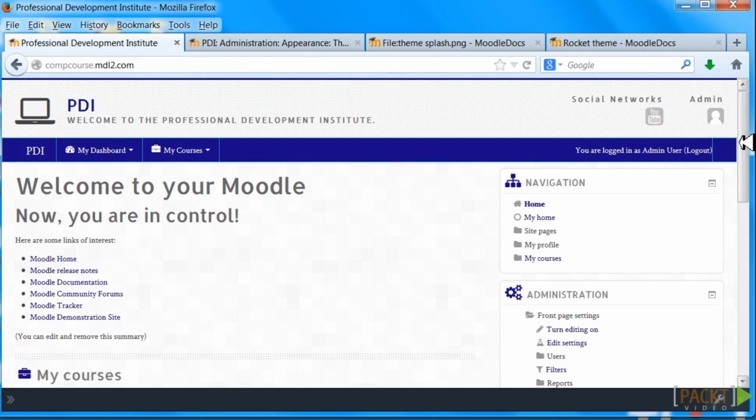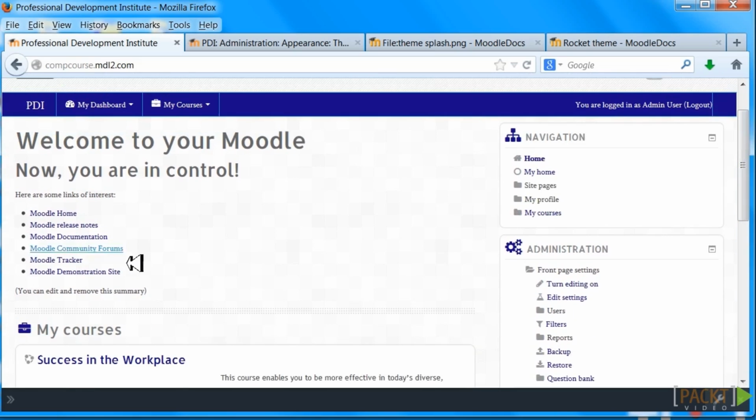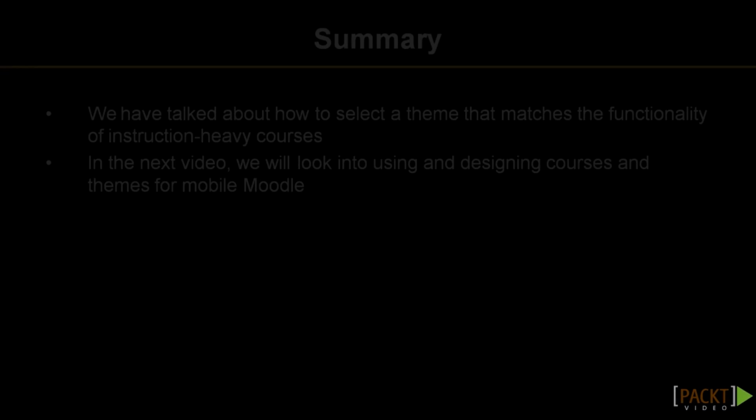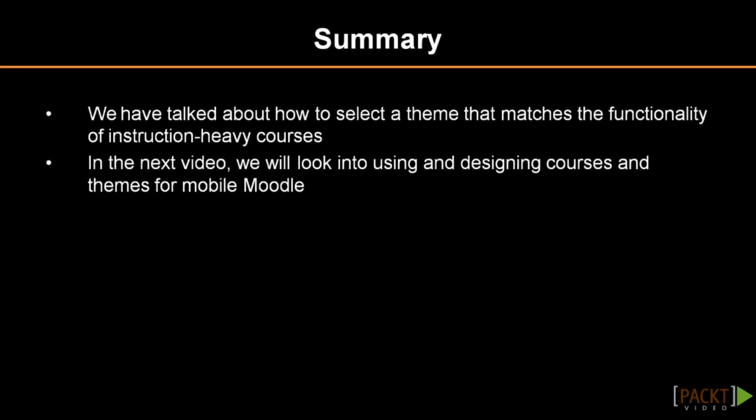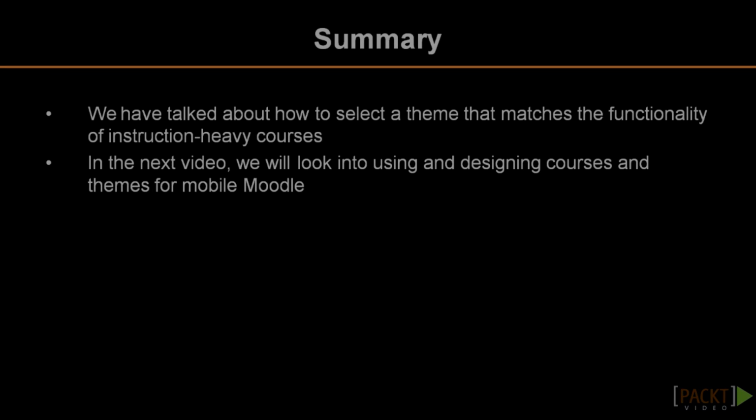So in this section, we've talked about how to work with courses that are social media heavy. And we looked at how if you put in your YouTube feed, it automatically put the icon at the top of the homepage. And then also, of course, you can put the embeds, etc., in any of the areas in the course itself. And the 3-column and 2-column layout is very clean and clear. So we've talked about that. And in the next unit, we'll talk about using and designing courses and themes for mobile Moodle.